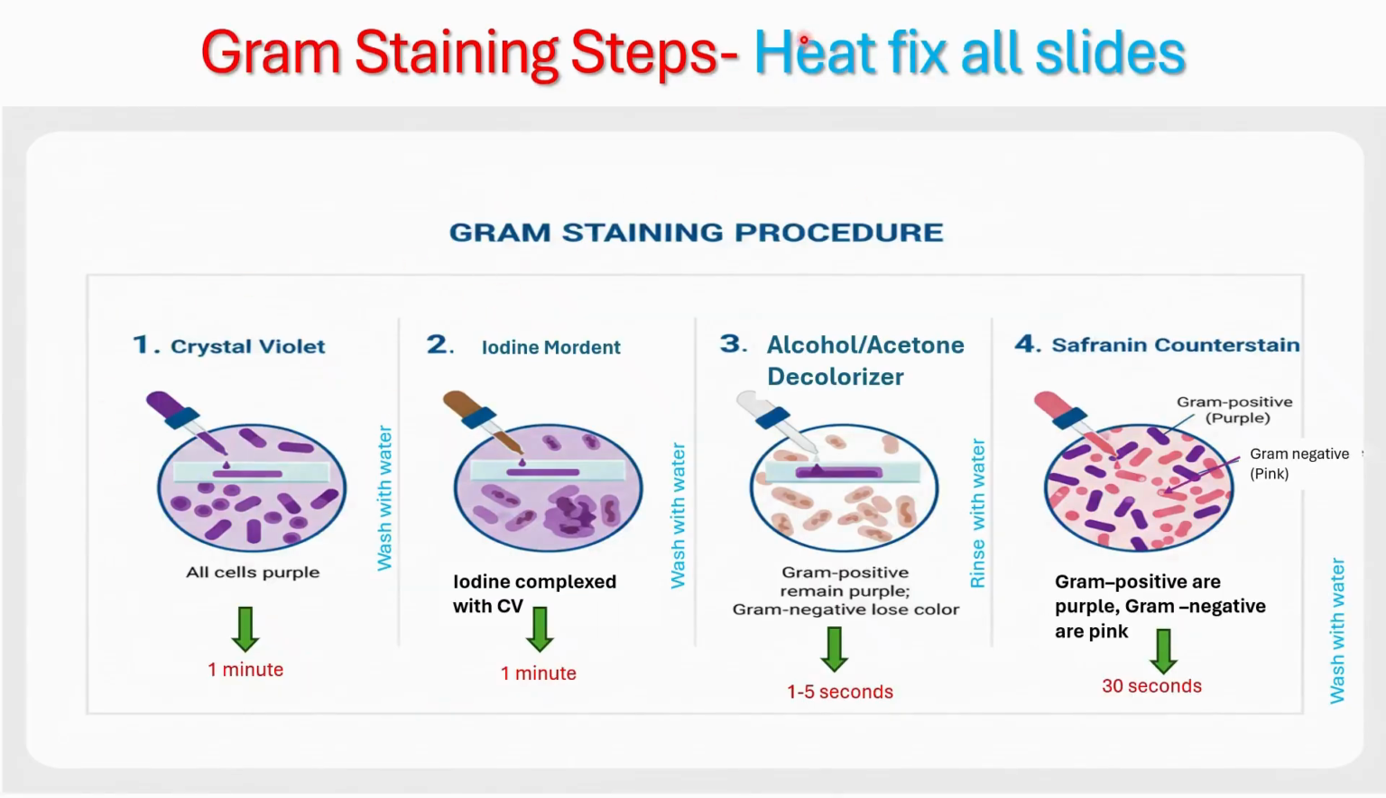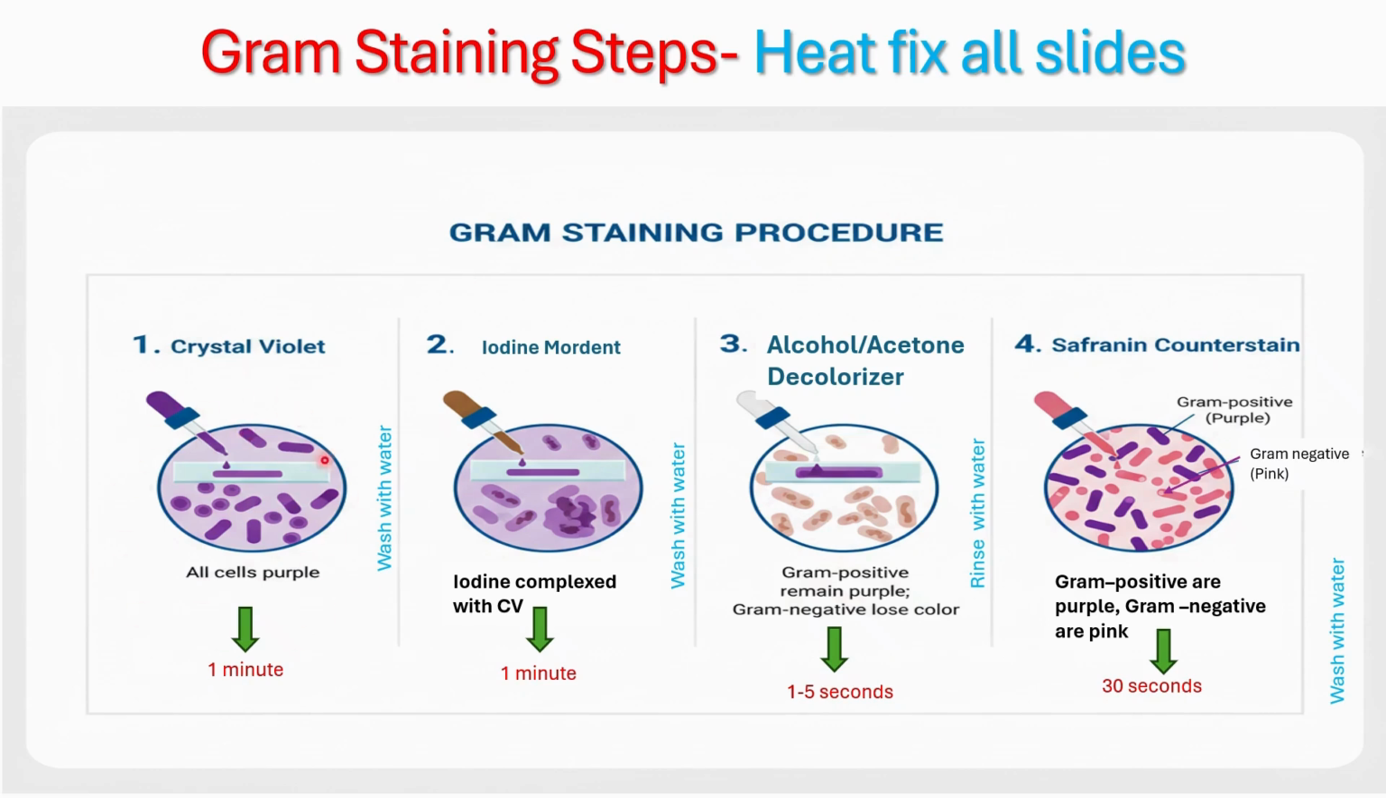First, we need to heat fix the slides. Using forceps, gently pass the slide quickly over the flame several times. The key is to heat it lightly. Don't overheat or burn the specimen. Once fixed, place the slide on the staining tray.